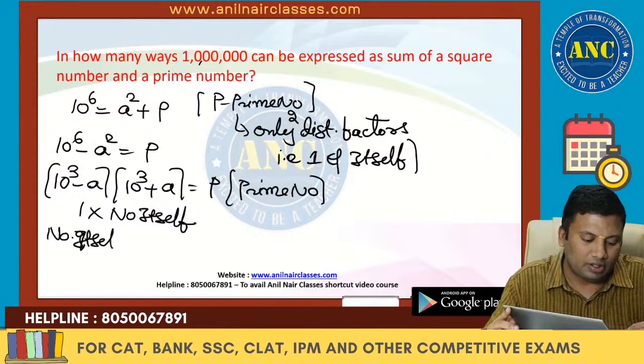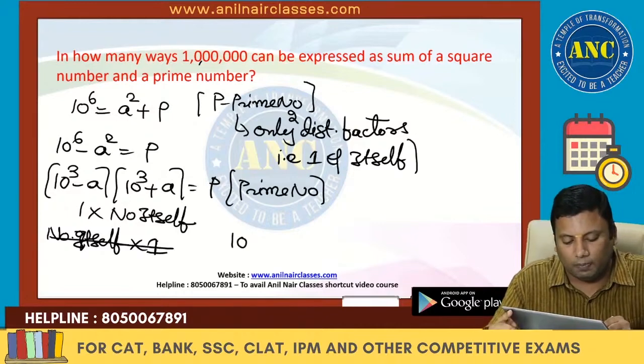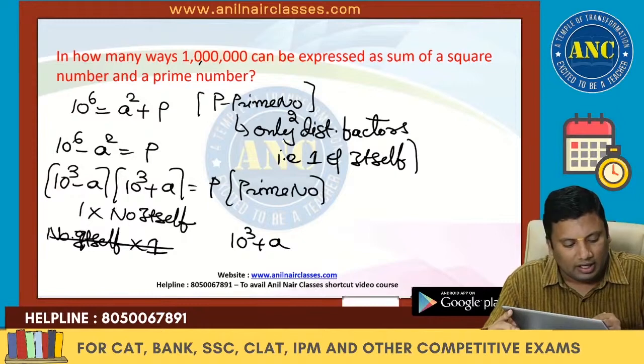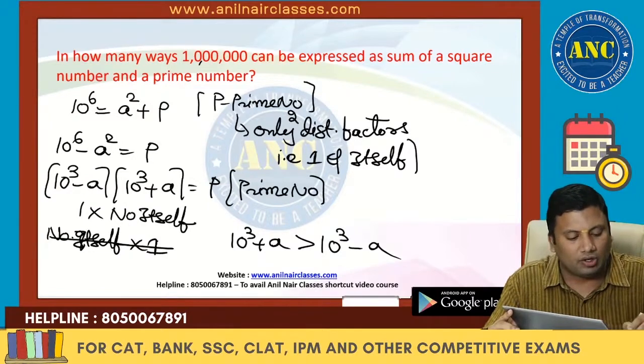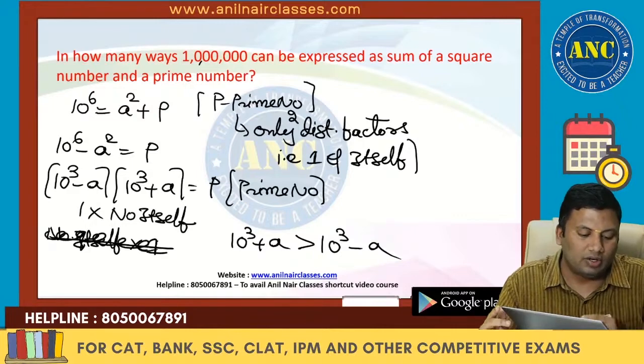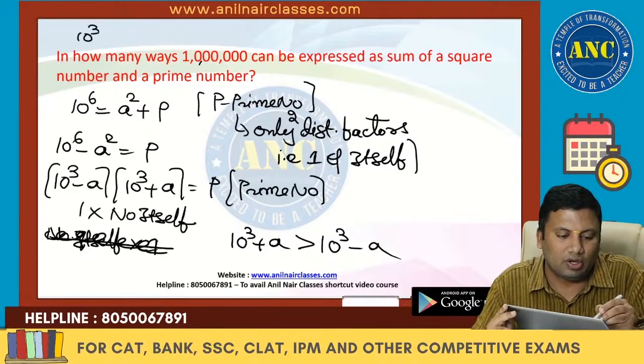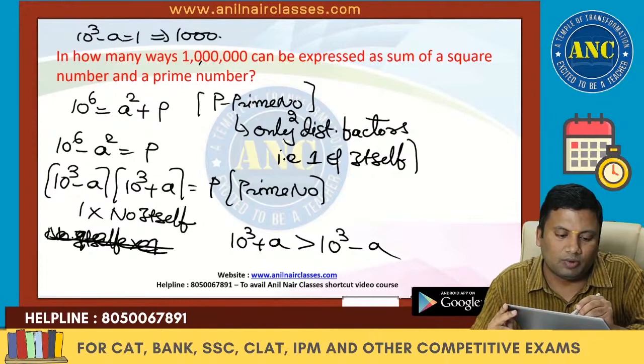The second one is incorrect. Why? Because for 10 cube plus A, if A is an integer, the square of a number A is an integer, 10 cube plus A is always greater than 10 cube minus A. So it is 1 into itself. That means 10 cube minus A is nothing but 1. 10 cube is 1000.